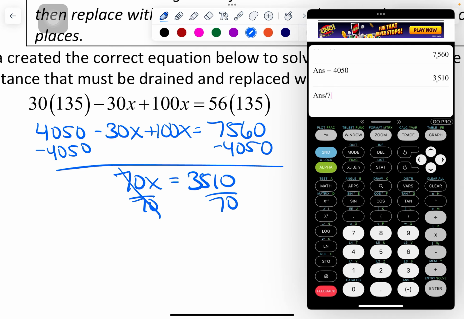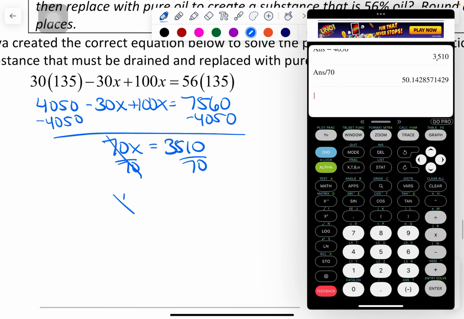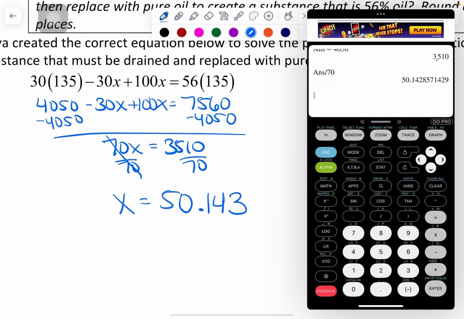All right, and you are supposed to round answers to 3 decimal places. All right, so x is equal to 50.143, and the units in this case are grams, so G for grams.